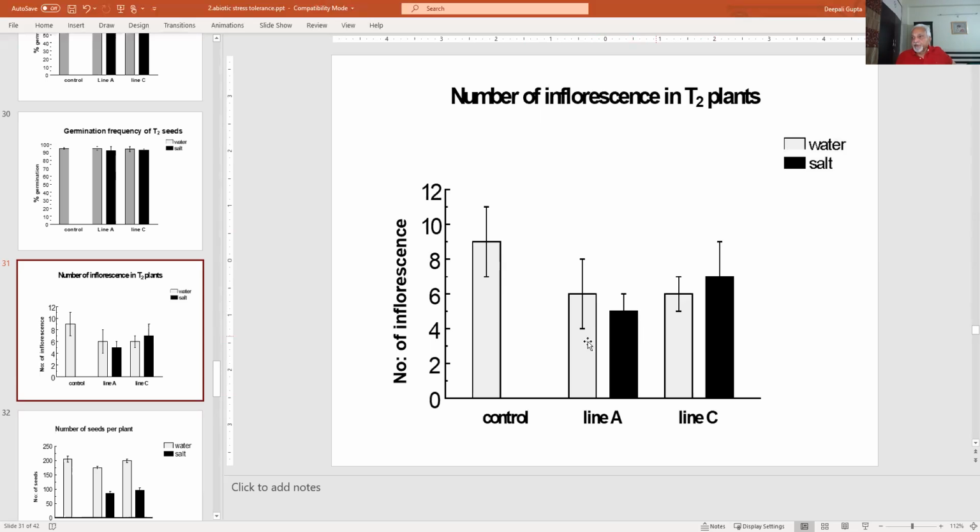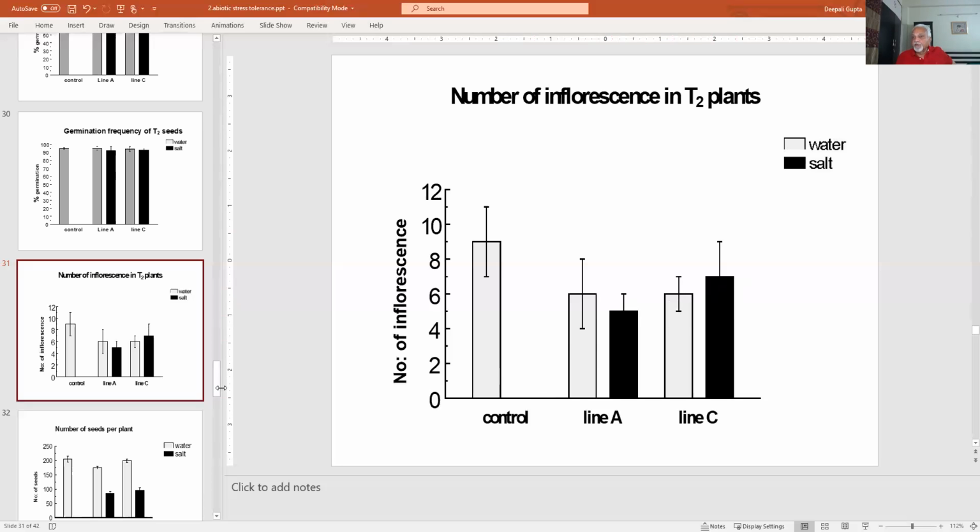In both the lines, the same phenomenon is happening. Under normal conditions, there is a reduction in the number of inflorescences. But under stress, the control plant dies, whereas here you see 50 to 60% retention of inflorescence. So if you compare from here, the plant is protected against this, and they are able to show flowering.